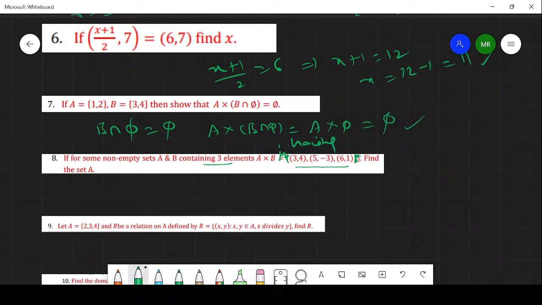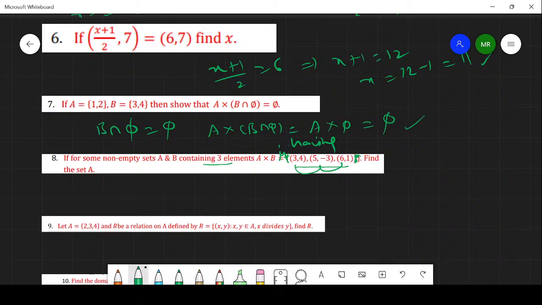What is set A? We know B is having 3 elements. Here you can see the non-empty sets A and B, containing 3 elements of A cross B. These are the elements they are given here: 3, 5, 6. They are given like this.